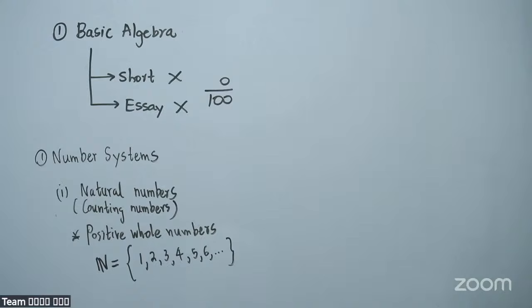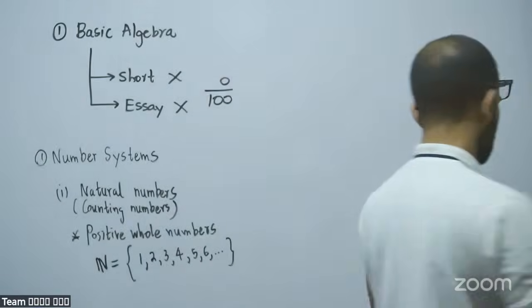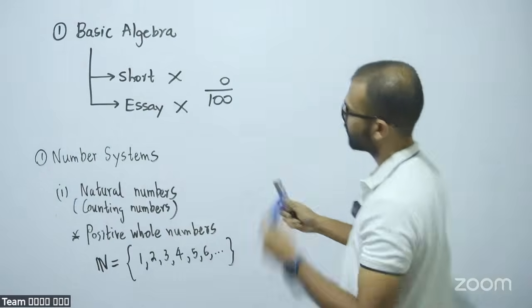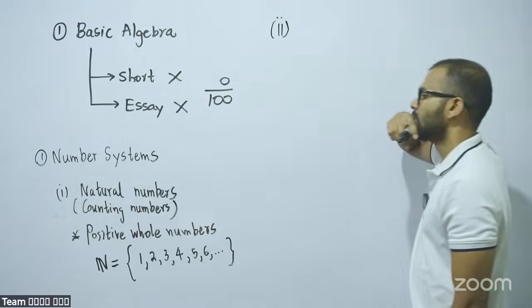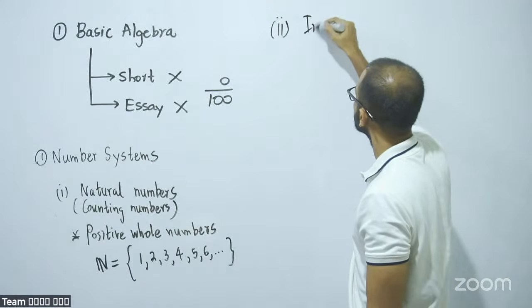So we have the first set, kids. We have the first categorization, which is natural numbers. Right? Now, shall we move to the second part? The second one will be integers.